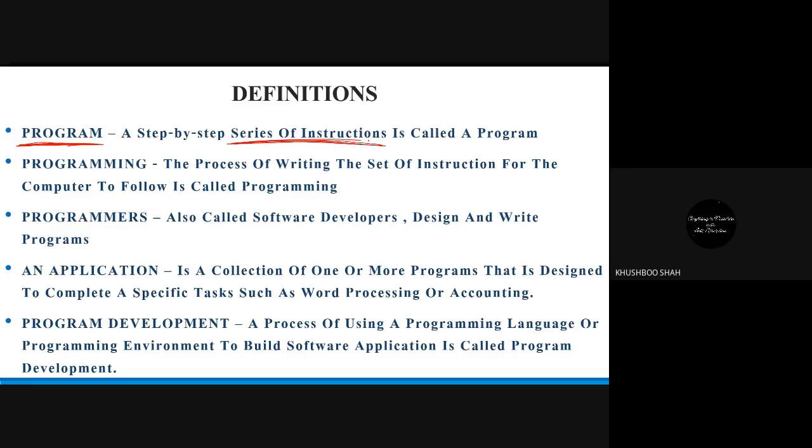It's very simple. Then what is programming? When you write the program, that process of writing the program we call programming. Right? It's easy. And the person who is writing the program or who is doing the programming, we also call them software developers. We call them programmers, and they normally design the system and then they write the code for the same.